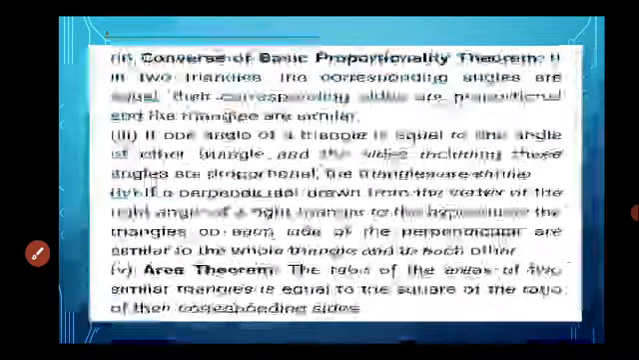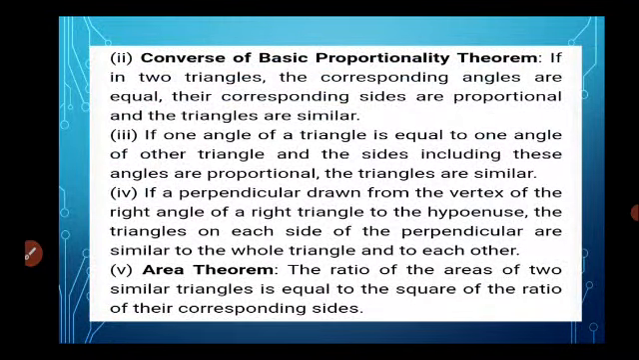Next is the converse of the basic proportionality theorem, just the opposite of the BPT. If in two triangles the corresponding angles are equal and their corresponding sides are proportional, then the triangles are similar. Third is, if one angle of a triangle is equal to one angle of another triangle and the sides including these angles are proportional, then the triangles are similar. All this we are talking about are the similarity of triangles criteria.